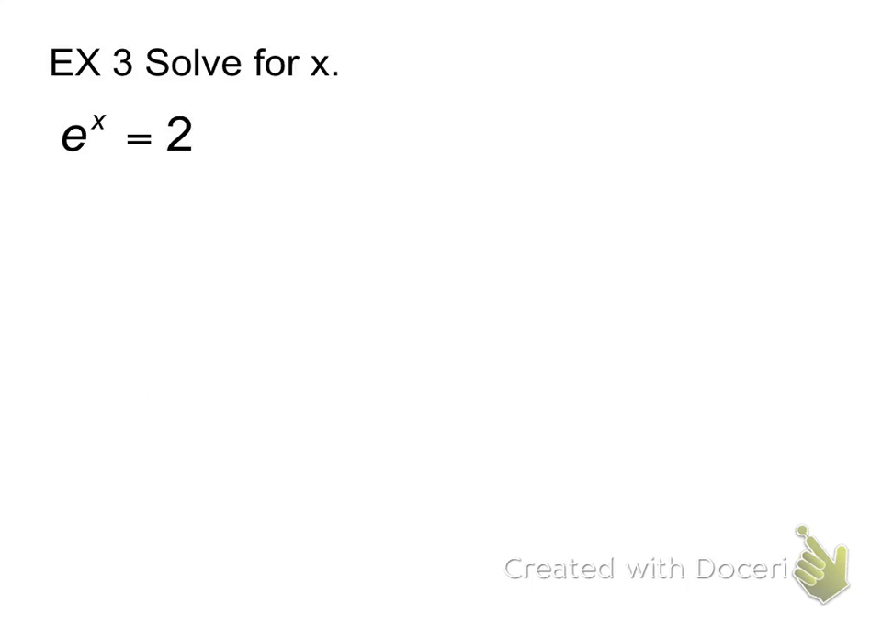Okay, number 3, solve for x. Same type of thing on this problem. I have e to the x equals 2. I want to get the x out of the exponent. The last problem, we took the log of both sides. But since I have an e in this problem, instead of log, I'm going to use the natural log, which is ln. I'm going to take the ln of both sides.